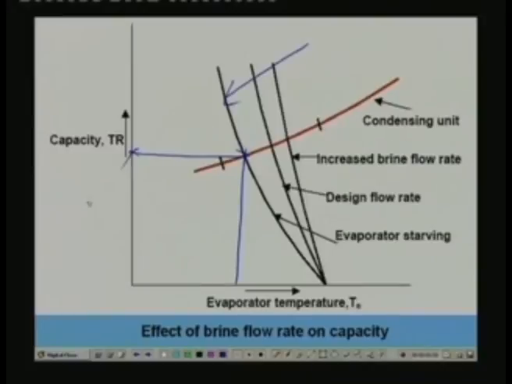Capacity also decreases, I am sorry. When the flow rate decreases, the evaporator temperature decreases and capacity also decreases compared to the design point. This is the design point, and this is at the reduced flow rate. At this flow rate, the evaporator is said to be starving. So that means the evaporator is in starving condition when the flow rate is reduced.